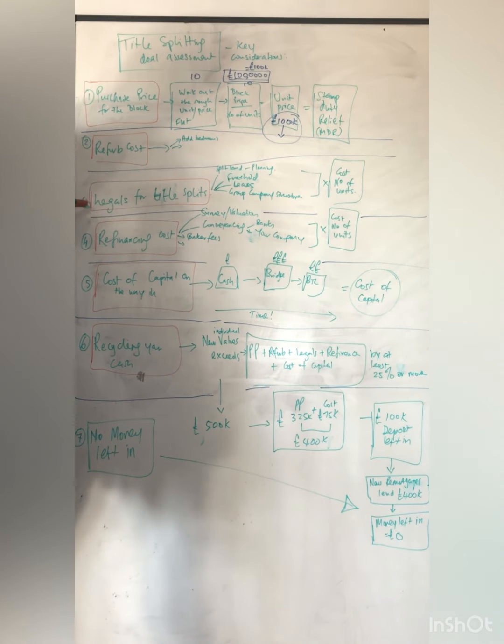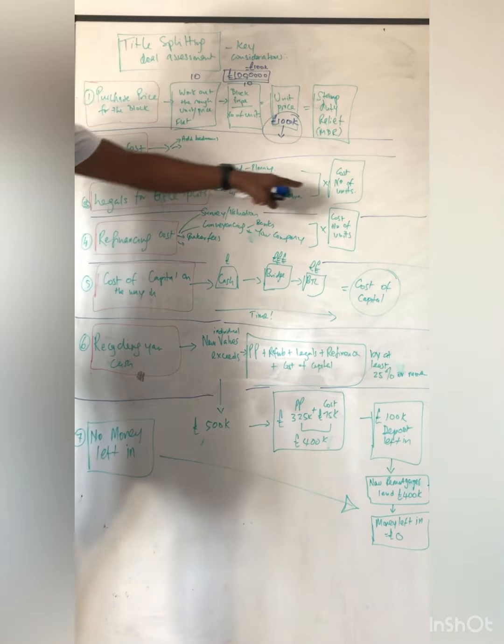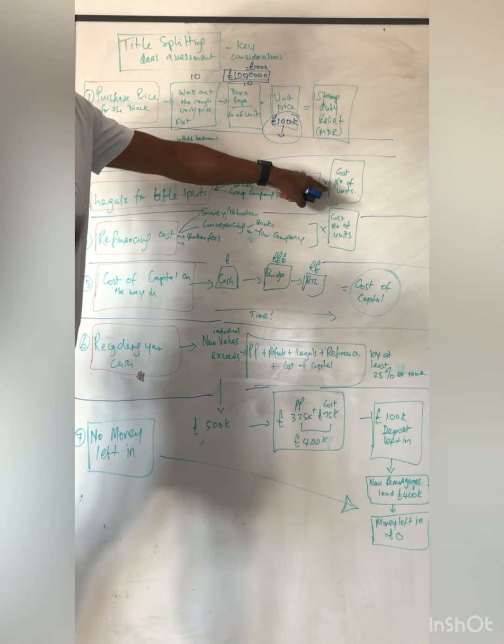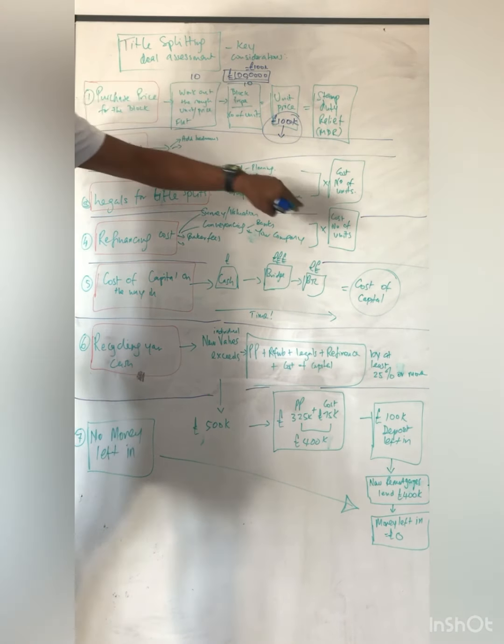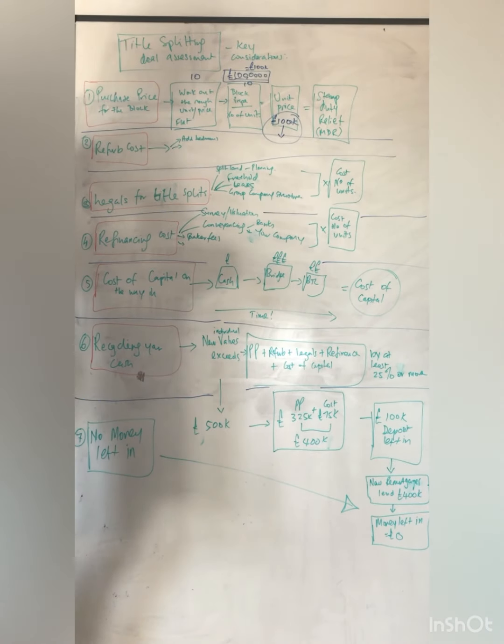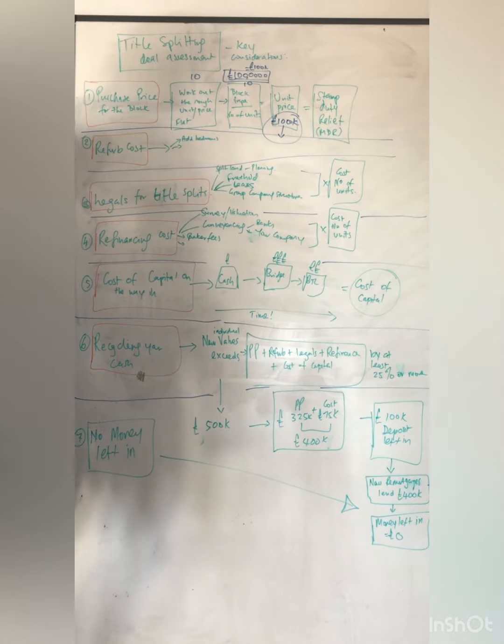So the third point is legal costs that you have to bear in mind, and that cost is then factored up by the number of units. In our example, we've got 10 units, so you'll have to pay for 10 leases, etc., to be created, obviously.